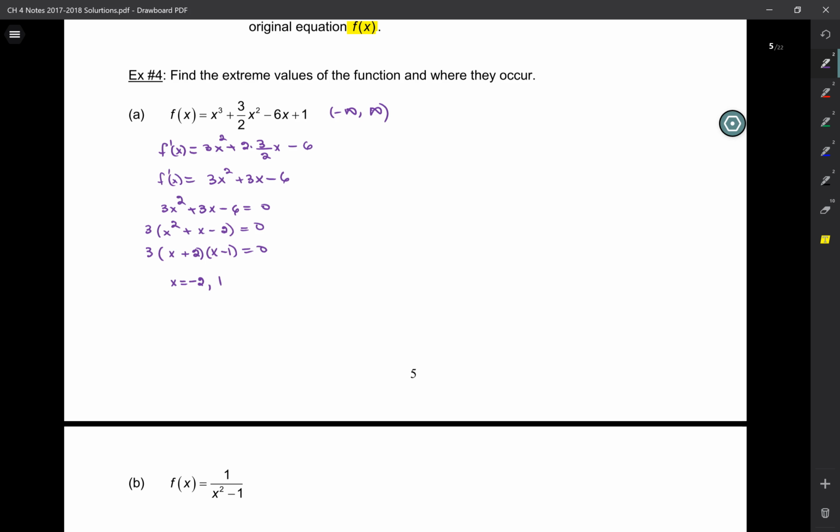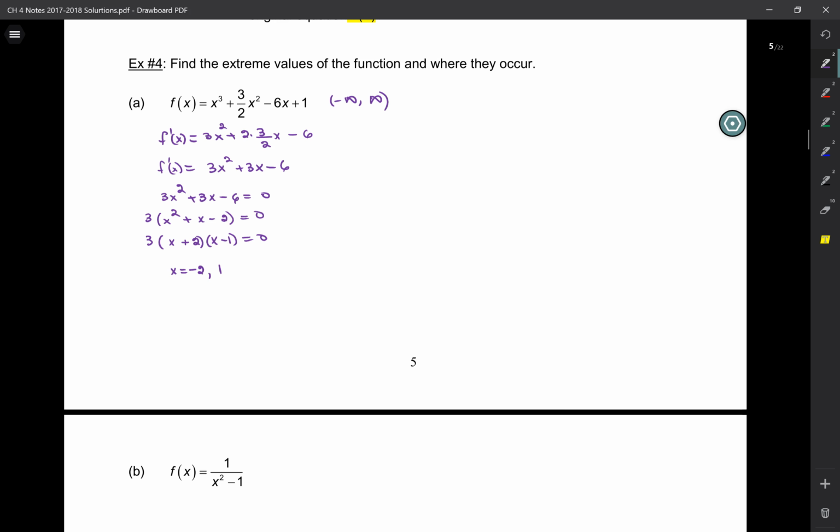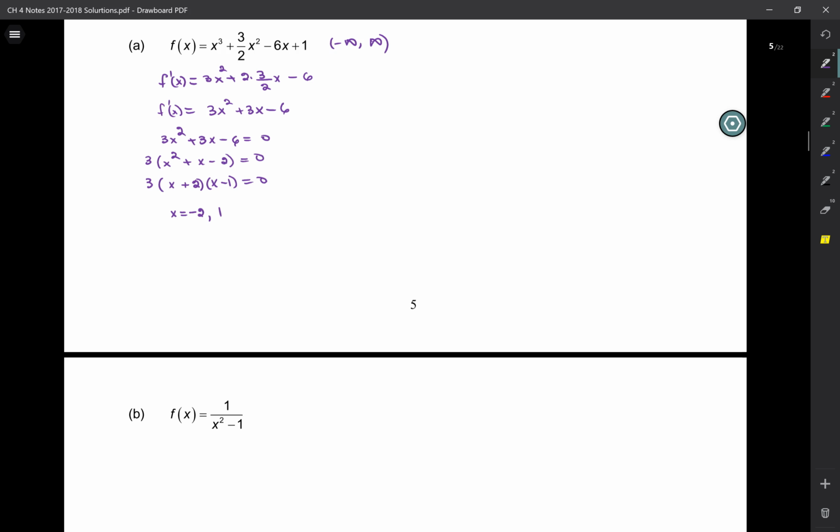Could you just divide by x plus 2 on both sides? No, you can't divide if you have a variable. Mathematically you can, but you're just getting rid of information. You're changing the problem. Okay, so those are the critical points.